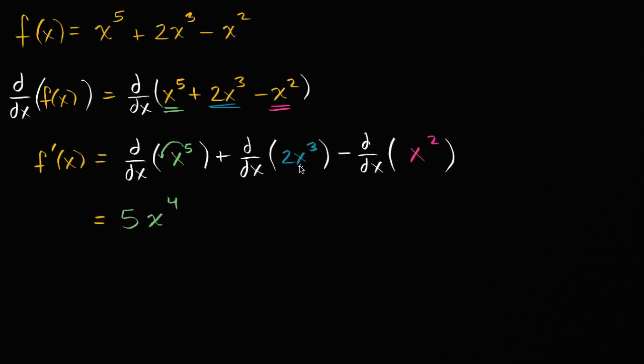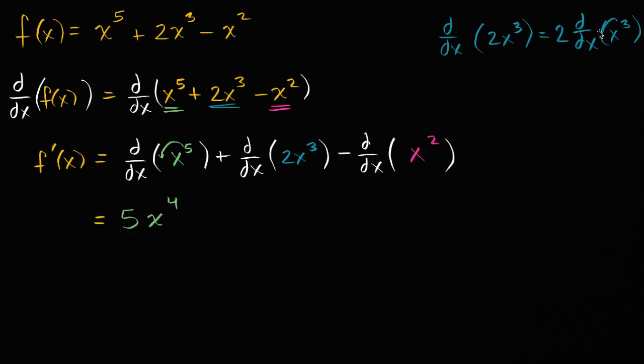And then for this second one, we could do it in a few steps. Actually, let me just write it out here. So I could write the derivative with respect to x of 2x to the third power is the same thing. We could bring the constant out. It's 2 times the derivative with respect to x of x to the third power. This is one of our derivative properties. The derivative of a constant times some expression is the same thing as the constant times the derivative of that expression. And what will the derivative with respect to x of x to the third be?